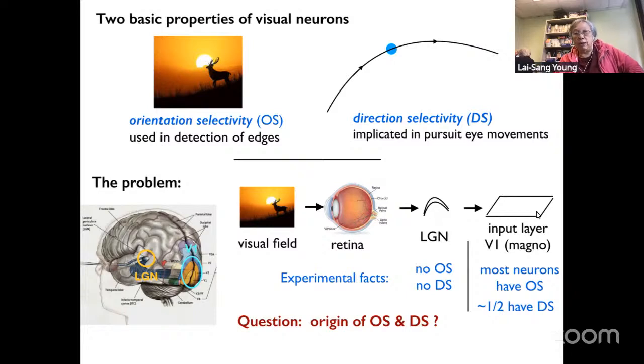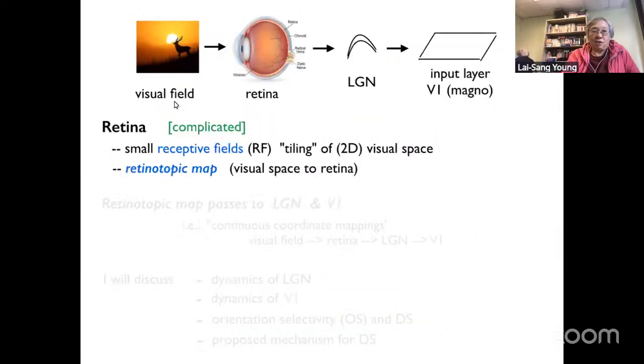But then you go to here, and you do the exact same measurement, and they definitely have a very definite preference. Okay, so the question is, where did that come from? That's going to be the story. So, just repeating the same picture, now the retina is very complicated.